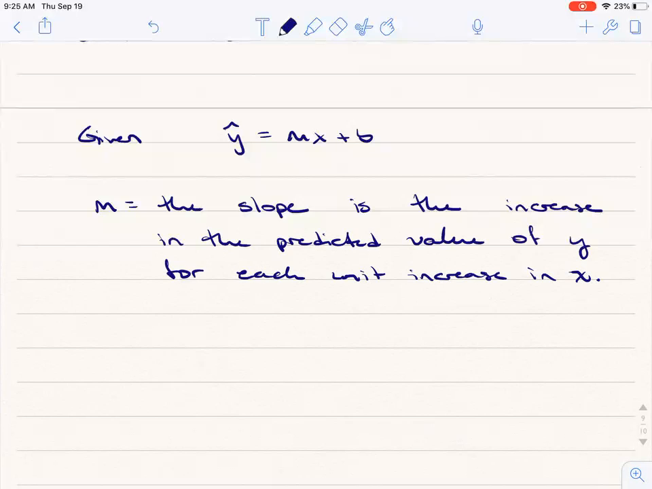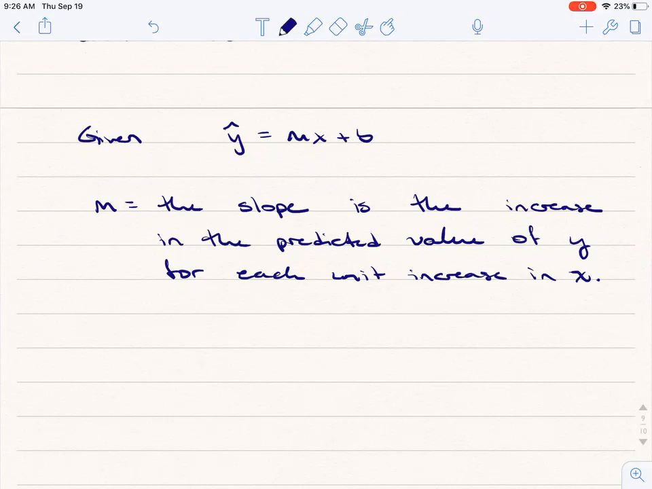So if we're just looking at how the slope affects the predicted value of Y, holding B steady, you can even let it be zero if you want to simplify things. Then the slope is going to be the increase in the predicted value of Y for each unit increase in X. So when X goes from 0 to 1, our predicted value goes from 0 to the slope times 1. If I go from 1 to 2, it goes to the slope times 2. And so for each unit increase in X, we're going to see a slope increase in the predicted value of Y.